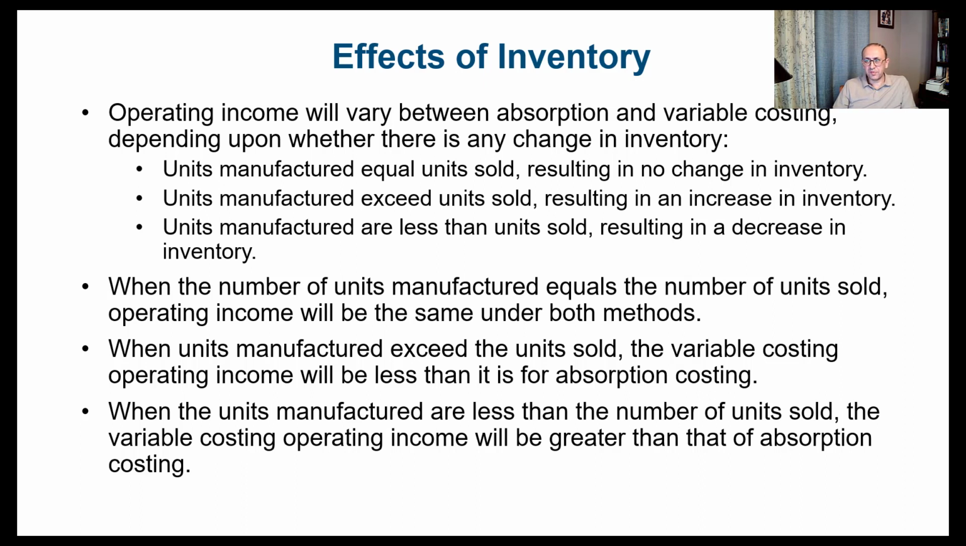So when the number of units manufactured equals the number of units sold, operating income will be the same under both methods, whether it's variable costing or absorption costing. When units manufactured exceed the units sold, if we manufacture more than we sell, the variable costing operating income would be less than it would be for absorption costing. But on the other side, when the units manufactured are less than the number of units sold, the variable costing operating income will be greater than that of absorption costing. So let's see an example to make this a little bit clear.